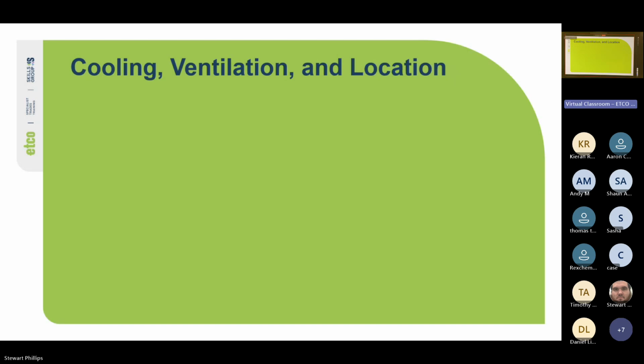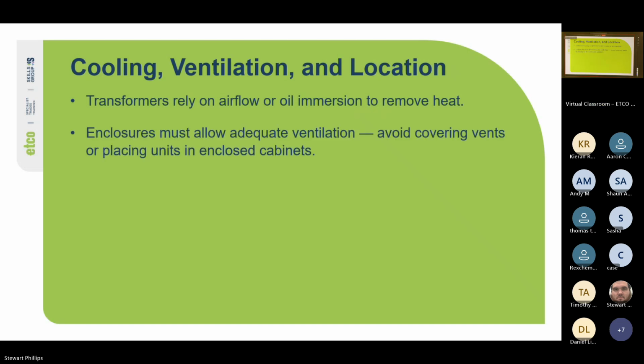Cool. So cooling, ventilation, and location. Just like people, transformers overheat faster in stuffy rooms. So good ventilation isn't optional. It's part of the safety and design. Transformers rely on airflow or oil immersion to remove the heat that's generated due to the current flow and magnetizing effects.